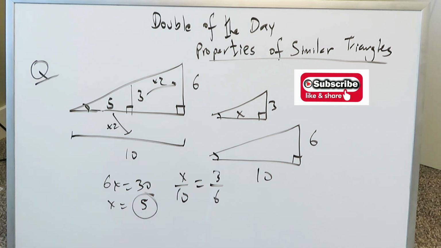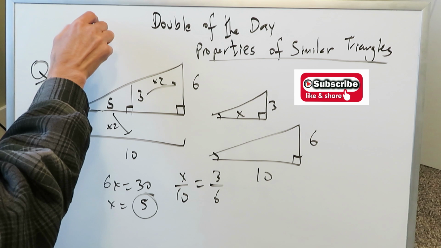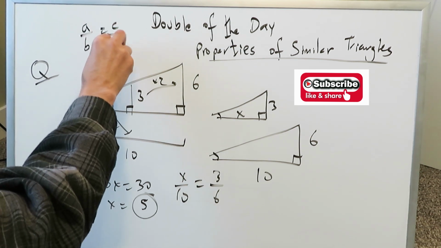So remember, when you're looking at properties of similar triangles, once you've determined that you indeed have similar triangles, you can use a ratio, and that's perhaps the best way to solve these. And your ratio formula is nothing more than A over B is equal to C over D.